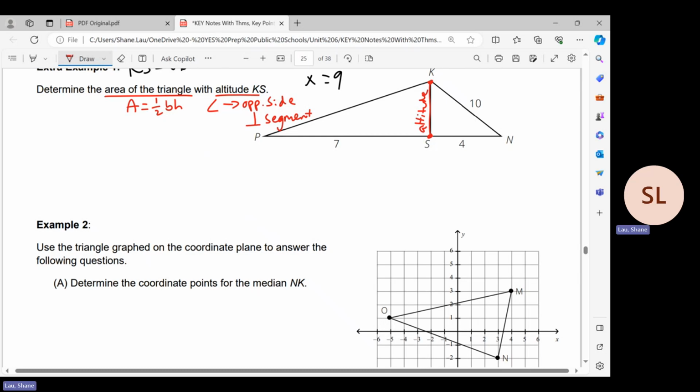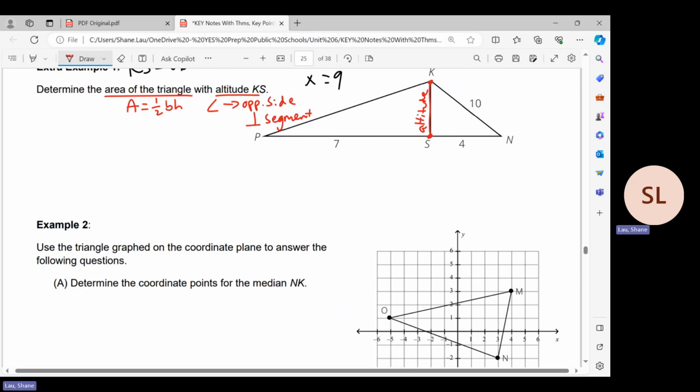The first way is solve for your base first, which I don't recommend. Just do that last. What I do recommend is solve for your height. Your height is going to be the altitude. That's how you're going to find your height.